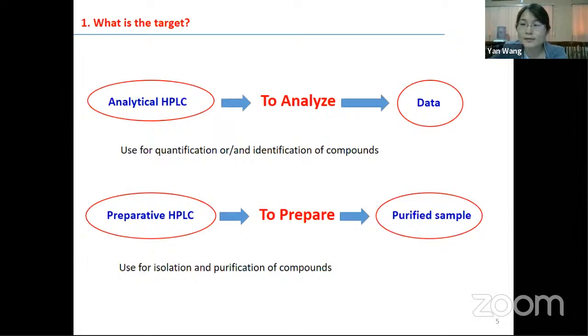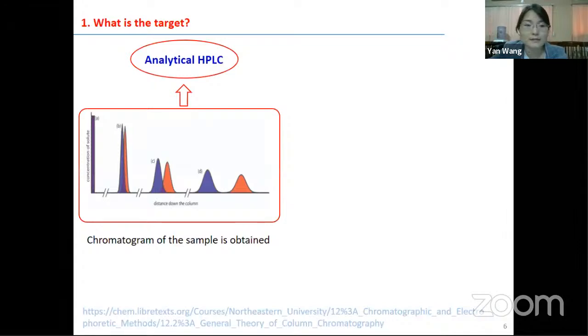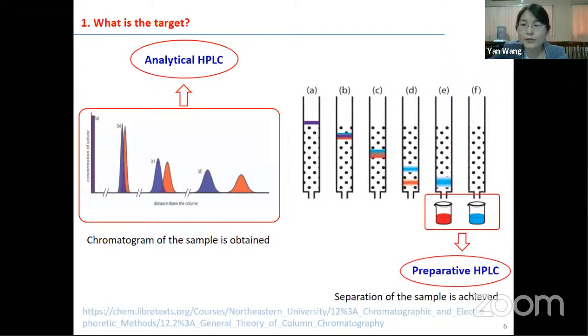For preparative HPLC, we want to get the compound after the purification. And for both HPLC, we may find this image. This is a chromatogram we can observe in both preparative and analytical HPLC. But this is all we can get from analytical HPLC. For preparative HPLC, the compound is running the same way in the column.